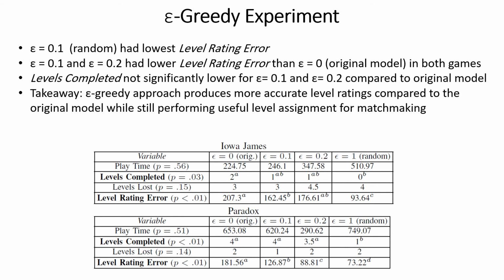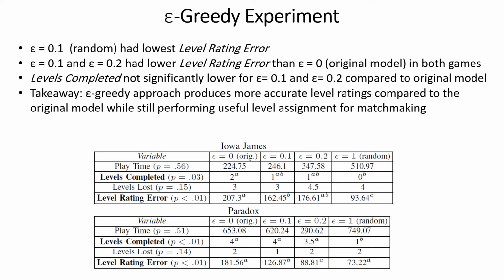Moving on to the results, as expected, random had the lowest level rating error because, as I just mentioned, using random playthroughs tends to produce more accurate level ratings. But the more important results here are those obtained for the epsilon equals 0.1 and 0.2 cases, where we see that for both of these and in both games, we obtain lower level rating error than the original model of epsilon equals 0. Additionally, the levels completed was not significantly lower compared to the original for both these cases.